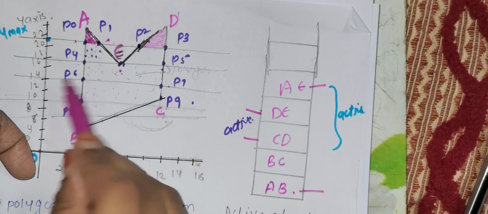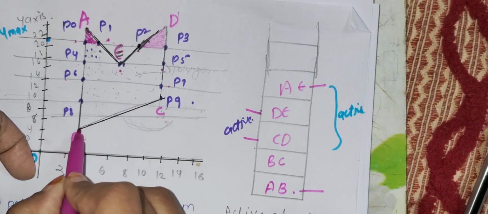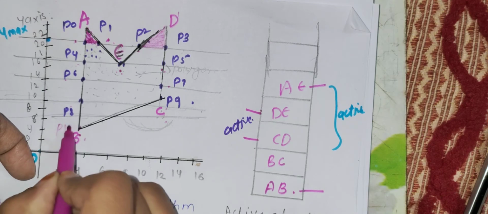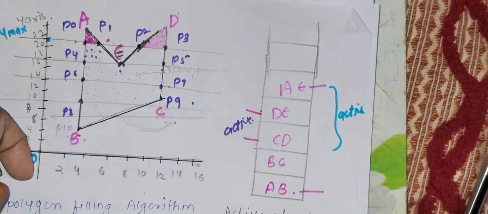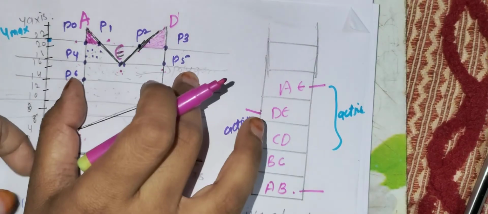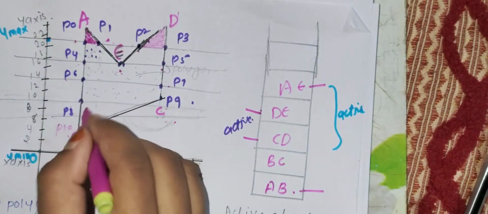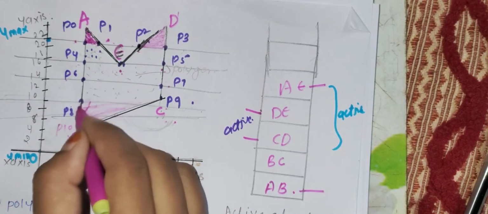And so on, P10 and P9 will also fill the polygon. One by one all the pairs fill the polygon, and at last we fill the polygon completely.